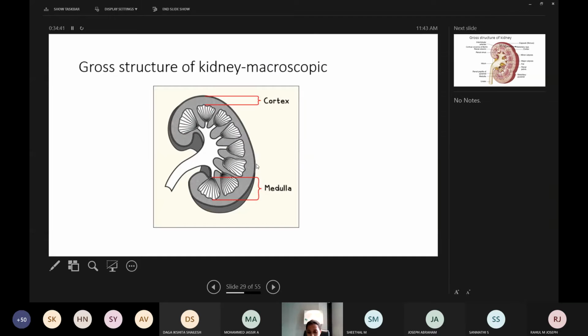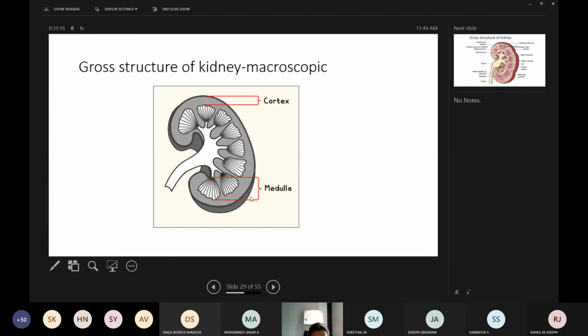Gross structure of the kidney. We need to cut the kidney coronally to study the gross structure. That's a macroscopic structure, what we can see with the bare eyes. If we cut the kidney, what we can see is the macroscopic structure of the kidney. Microscopic structure is dealt in the histology classes. If we cut the kidneys, we can see the outer thin part, which is darker brown in color, is a cortex.